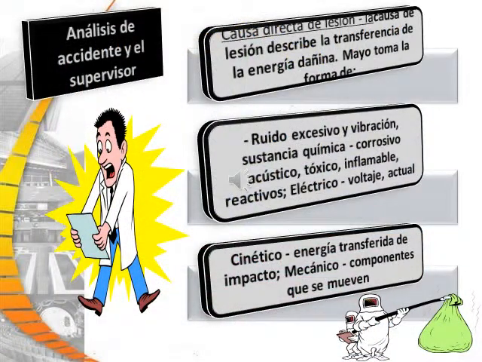The direct cause of injury. The cause of an injury describes the harmful transfer of energy. It may take the form of acoustic, excessive noise, vibration; chemical, corrosive, toxic, flammable, reactive; electrical, voltage and current; kinetic, energy transferred from impact; and mechanical, components that move.